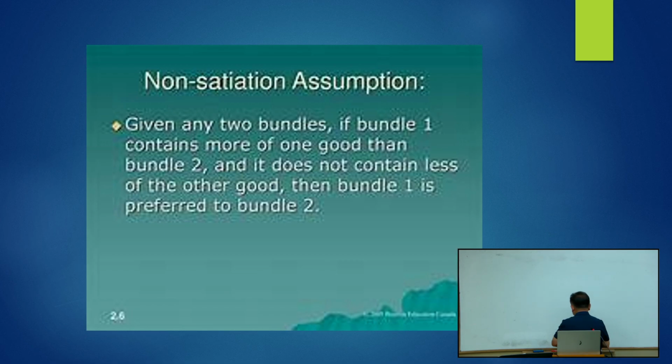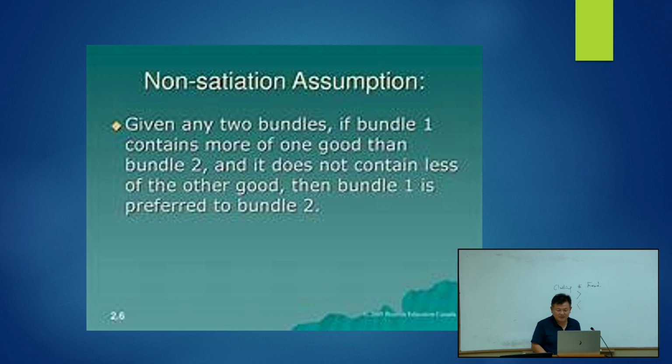It means the combination of bundles is cloth and food. So bundle 1 is better than bundle 2, which has more. Which is preferred? Now I need to decide my preference between cloth and food. And now I'm very hungry and I want to buy food. This is the non-satiation assumption in consumer theory.